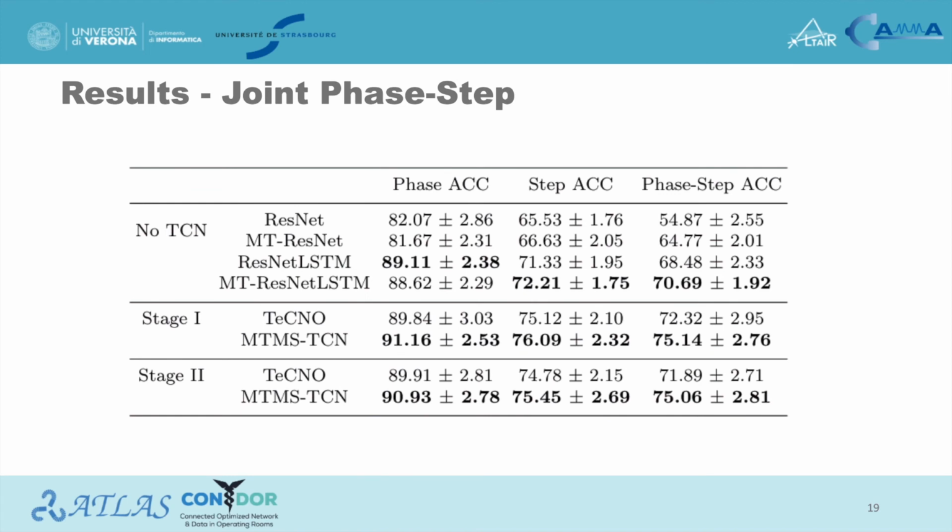To effectively evaluate the capacity of the models for jointly recognizing both phase and step, we compute phase-step accuracy, which is the accuracy of the model to predict both phase and step correctly at a given timestamp. We see that our model again outperforms the previous state-of-the-art technique. We attribute this performance gain to the multitask setup of our model.